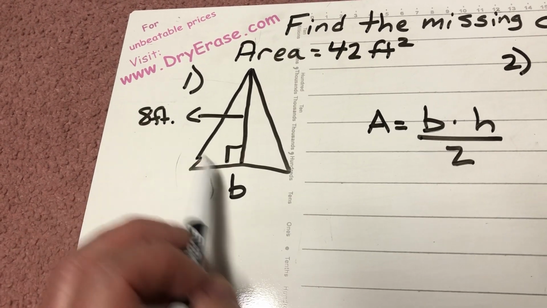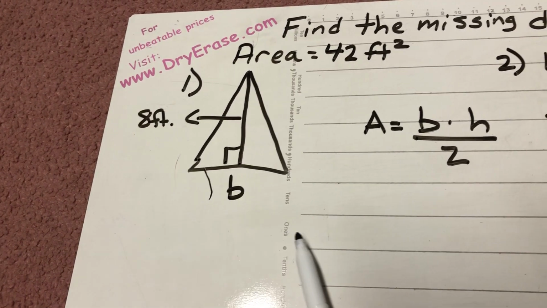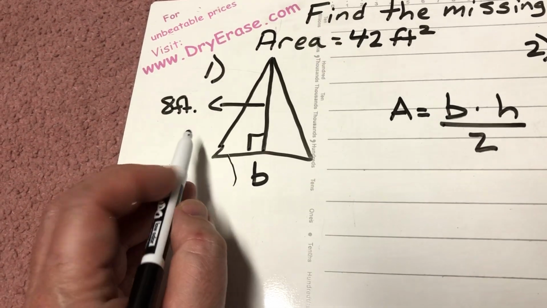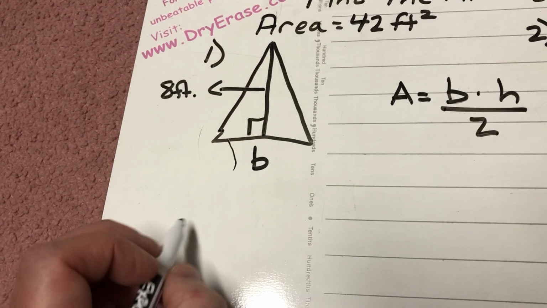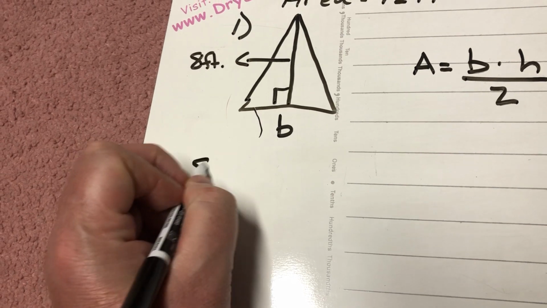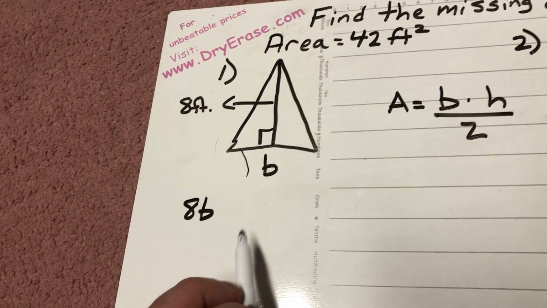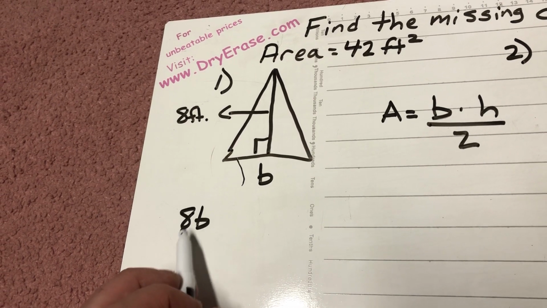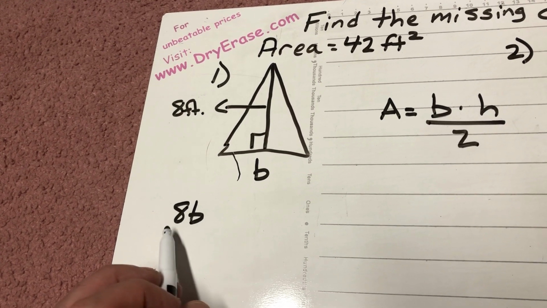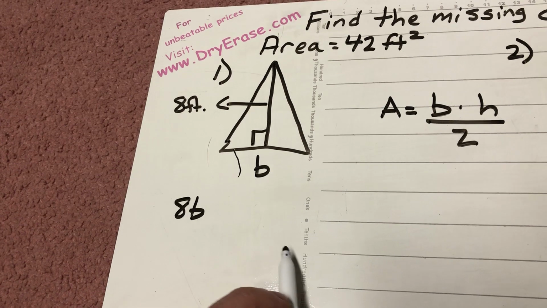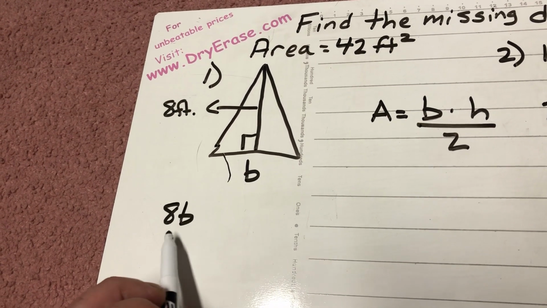So I'm going to show you here some different ways. Now I know that it's base times height divided by 2. So one way to think about it is say, well, if I do 8 times b, and 8 times b, now this is not the best example because I can divide this by 2, but I'm going to go ahead and show you what you could do.